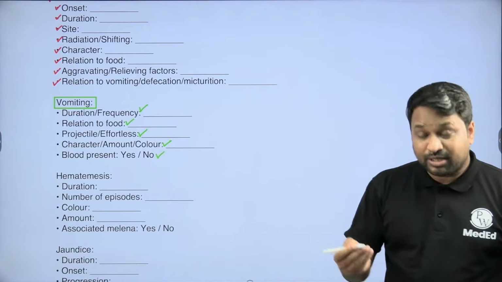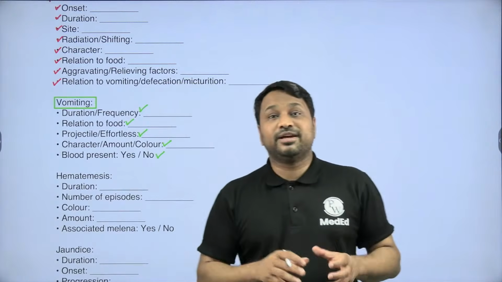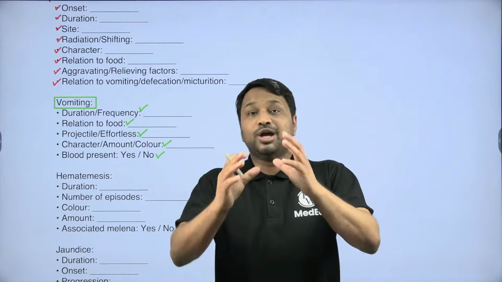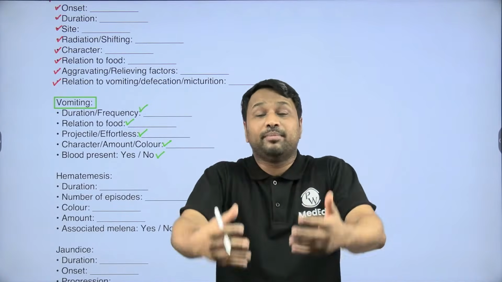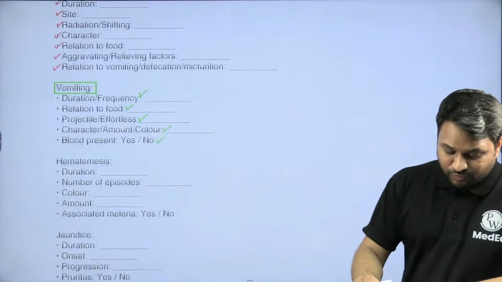Presence of blood or not. Hematemesis, again, very, very important. It will tell you whether the patient is having an associated upper GI bleed or not. Is the presence of that particular disease or the pain secondary to a hematemesis-causing condition like peptic ulcer disease or not? So this is with respect to vomiting.